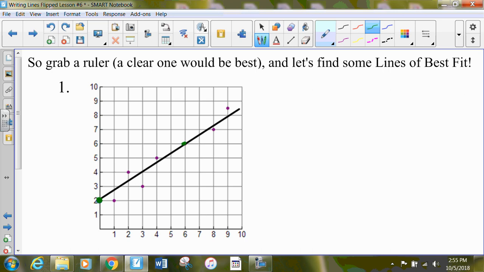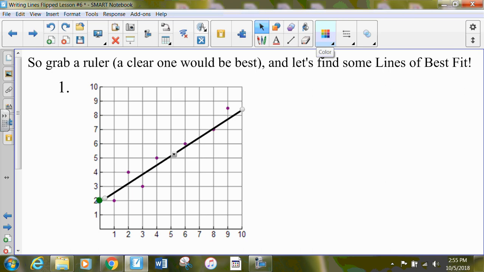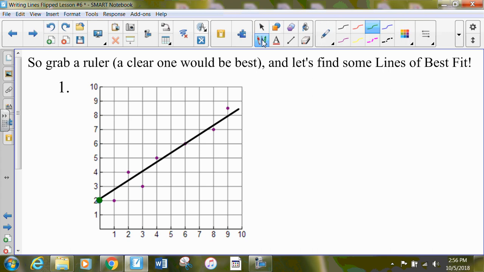Now, we did happen to use a point that was already there, and that's fine. We can do that. Sometimes we'll use a point that's not there. All right, let's go back there. Now we're almost done.